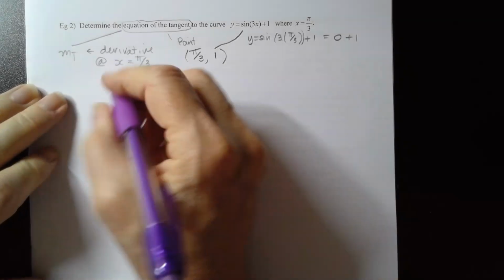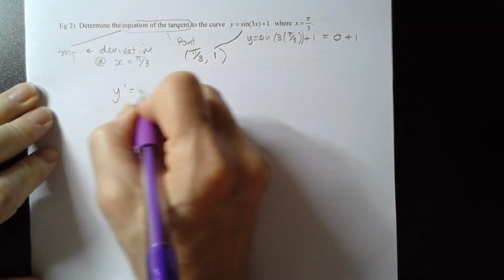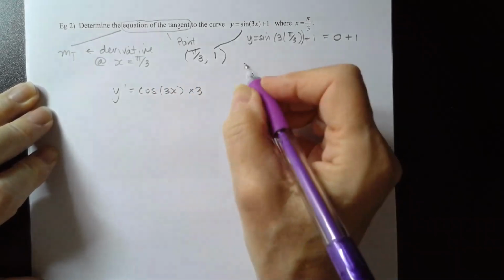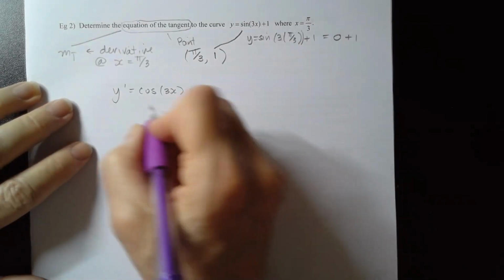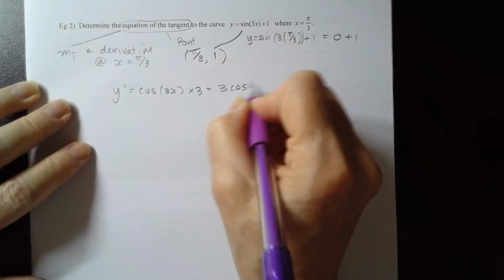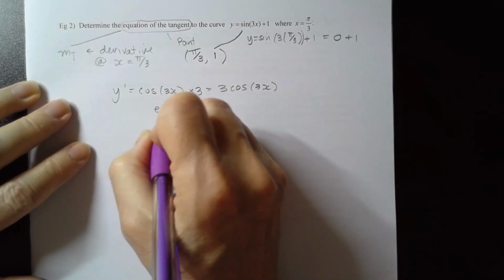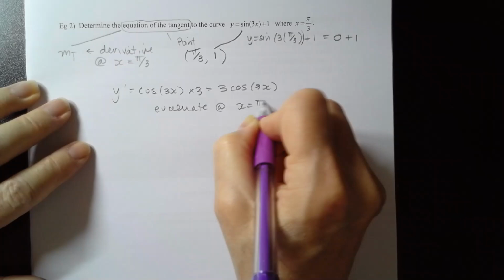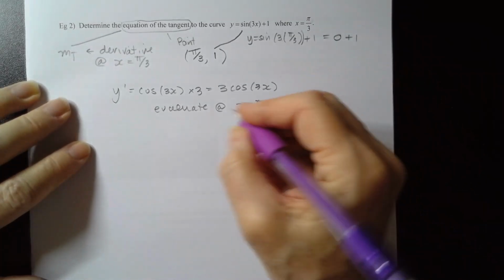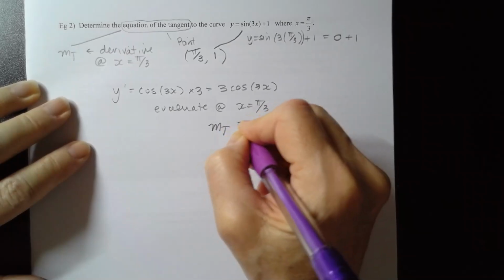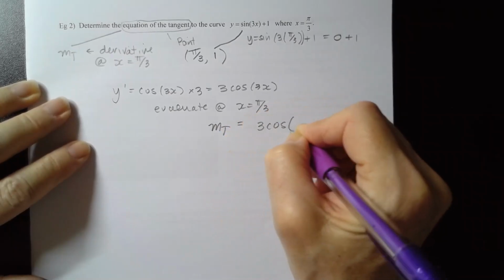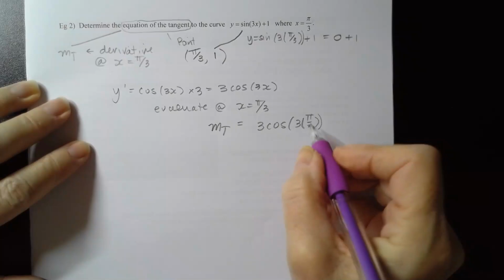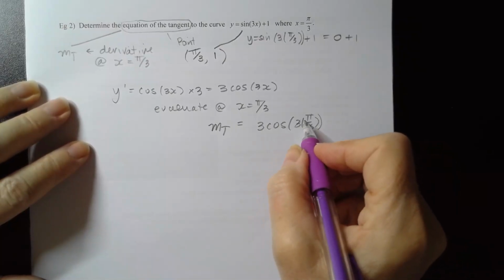All right, and then I use my, let's do the derivative. So y dash equals cos 3x times by 3, chain rule. Derivative of 1 is 0. So this is 3 cos 3x. And I need to evaluate at x equals pi on 3. So then I can say the gradient of the tangent is 3 cos 3 times pi on 3. Let's cross out. Cos of pi, negative 1.